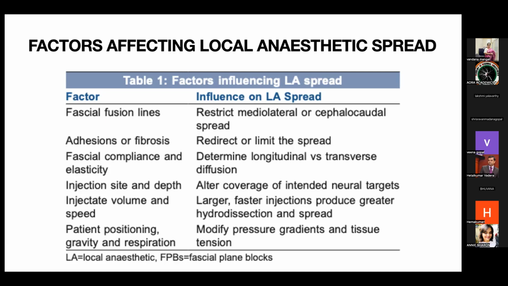The volume of the drug and the patient positioning also play a role. Patient positioning post-procedure has been shown to play a role in the spread of the drug. For example, in case of an erector spinae plane block given in the prone position, the drug may spread into the paravertebral space and involve the ventral rami, giving better analgesia. And respiration, where there is a change in intrathoracic and intra-abdominal pressures, can lead to cephalocaudal spread of the drug and also a longitudinal spread of the drug.